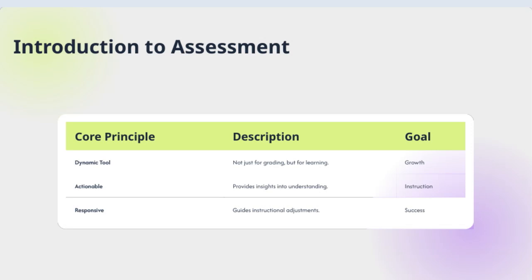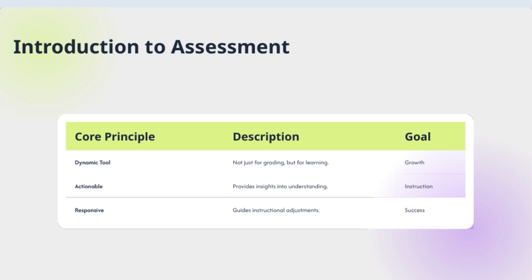Let's take a closer look at what success really means in the context of assessment. When we talk about success here, we're referring to how assessments guide instructional adjustments. In other words, they help us understand what's working and what might need a change in our teaching approach. This is where responsive instruction comes into play. It's about using the insights gained from assessments to adapt and improve our teaching in real time.